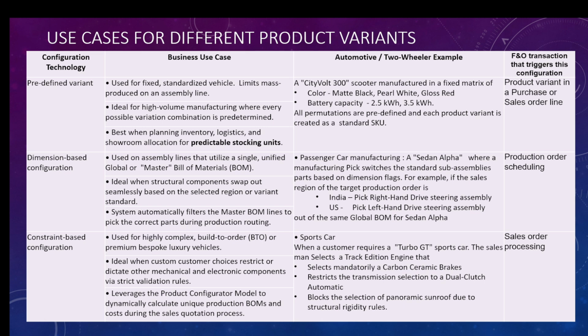For example, color black with battery capacity 2.5 kilowatt hours, color black with battery capacity 3.5 kilowatt hours, color pearl white with 2.5 kilowatt hours, and color pearl white with 3.5 kilowatt hours are all predetermined. Each of them will be created as a product variant with a different SKU. So that's the usage of a predefined variant. And when does it get used in an F&O transaction? This is used when you actually select a product variant in a purchase order line or a sales order line.